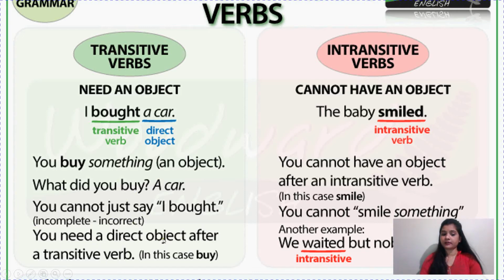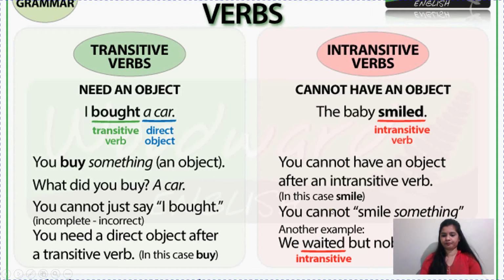So you need a direct object after a transitive verb. In this case, what is the verb? Buy. And what is the past tense? And look at this side. You cannot have an object after an intransitive verb. Like in this case, smile. You don't need any object after it. You cannot smile something.